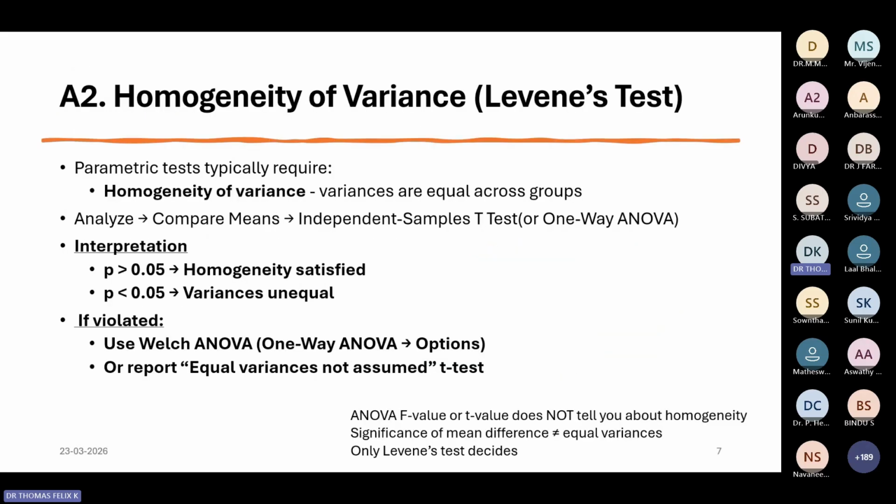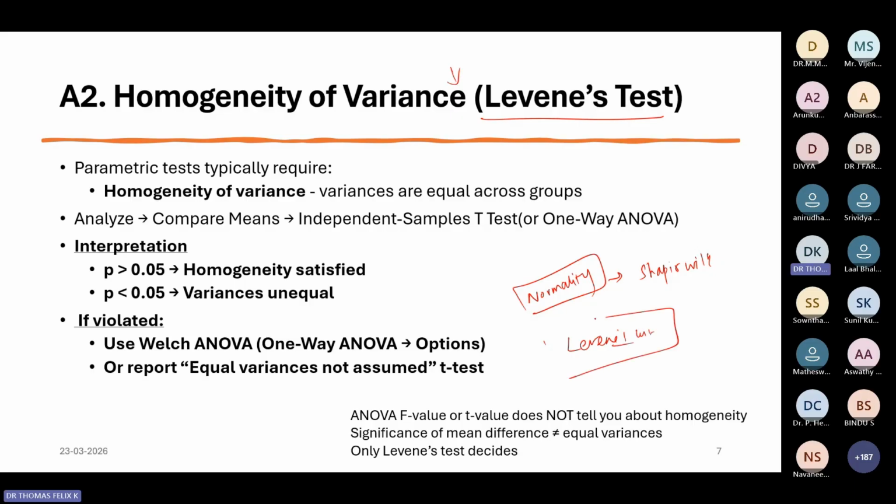Now we are moving to the homogeneity of variance. Generally it can be tested using Levene's test. As we mentioned in the case of the normality assumption, where we used the Shapiro-Wilk test, similarly, in the case of homogeneity of variance, we will be using Levene's test, to test whether the variances are distributed homogeneously or not.